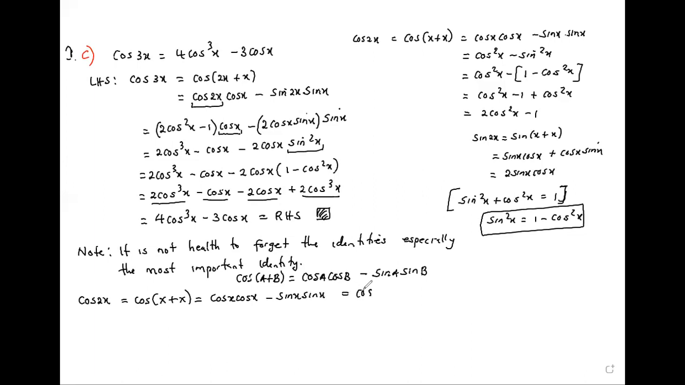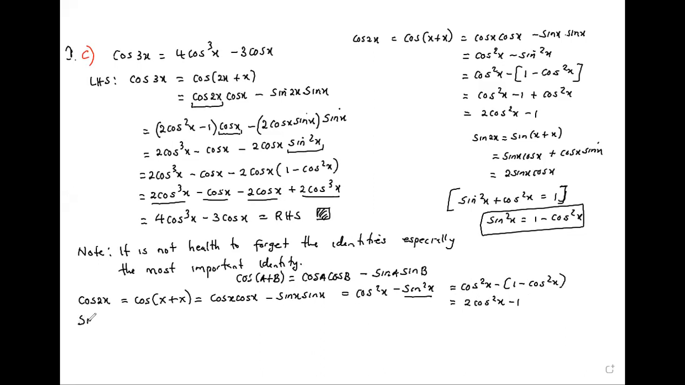Giving us cos squared x minus sine squared x. Since you don't want to see sine, you change it using the most important identity, 1 minus cos squared x, which becomes 2 cos squared x minus 1.